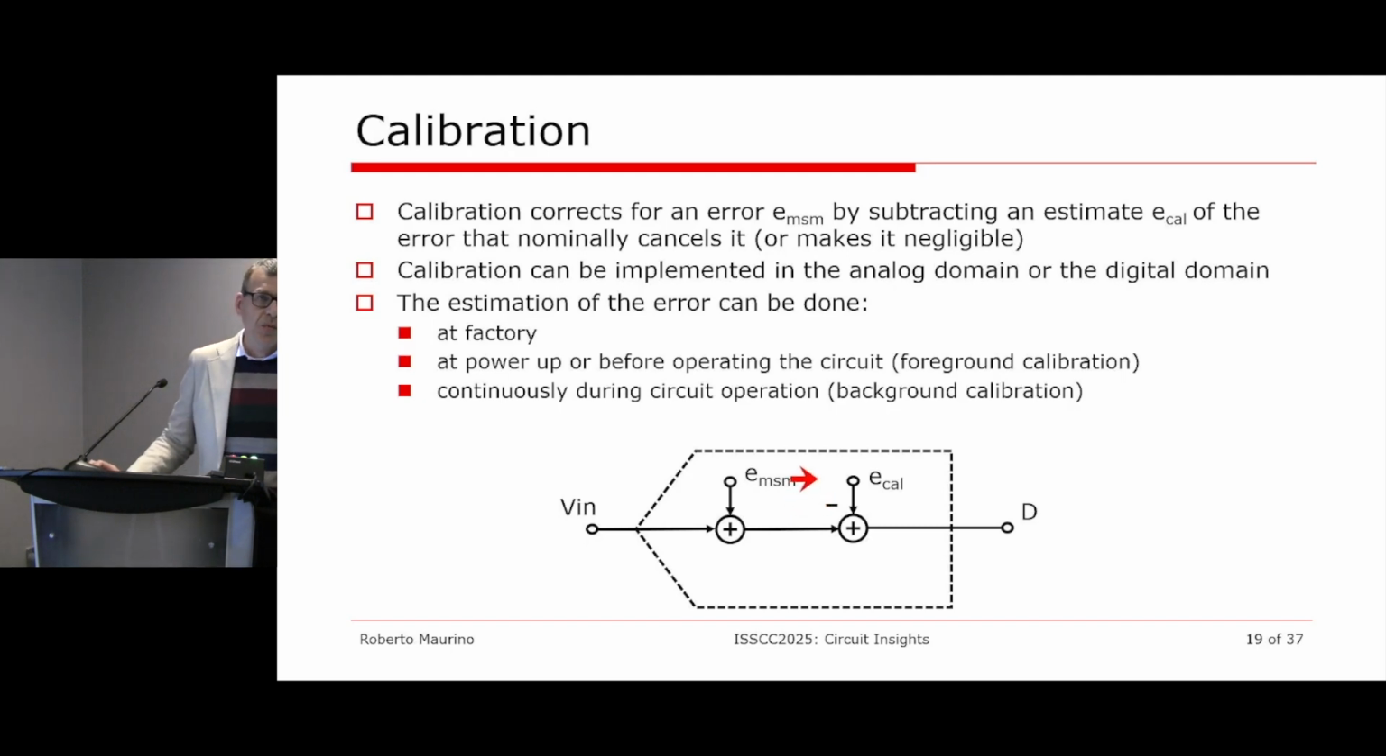You can implement it in the analog domain, or you can implement it in the digital domain, and you can do it either at the factory when you're producing the part, or you can have some circuit that powers up, runs the calibration algorithm, and finds the calibration coefficient that needs to be introduced. In this case, we talk about foreground calibration, when you do the calibration before operating the circuit. There are other schemes where the calibration is running continuously during the operation of the circuit itself, and in this case, we talk about background calibration.